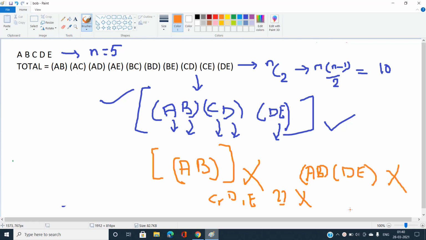So what we need to do is find the total number of solutions, that is, the total number of distinct combinations possible for these arrangements. So how are we going to do that?